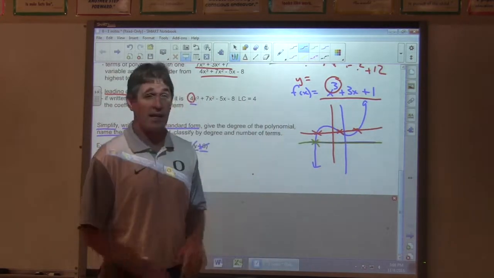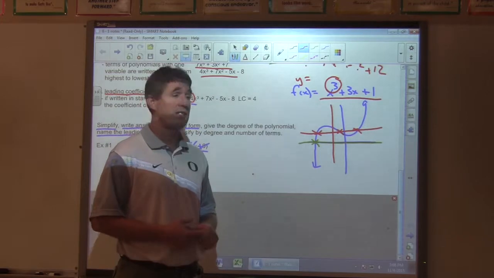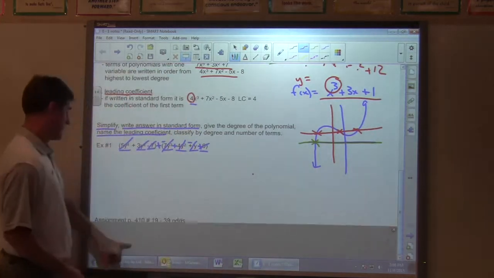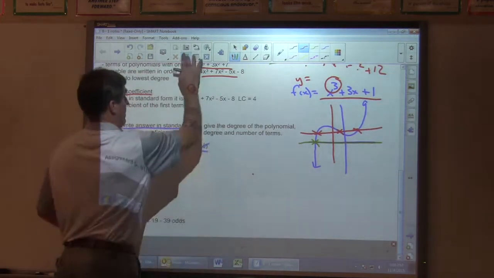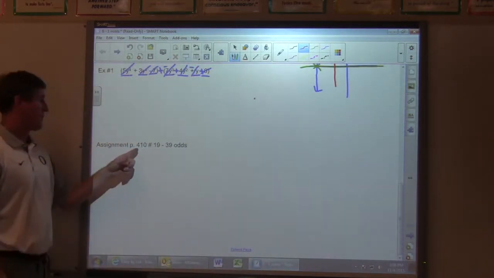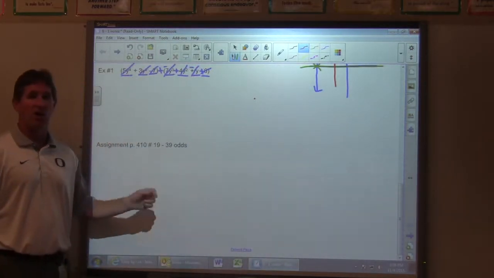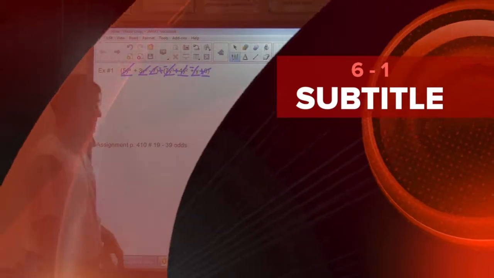So that's it for today. Hopefully you find this assignment fairly easy to do. The assignment is page 410, numbers 19 to 39, the odds. So you have 11 problems. Get this done, and then if you have any back work, get that done. So thanks. Good luck.